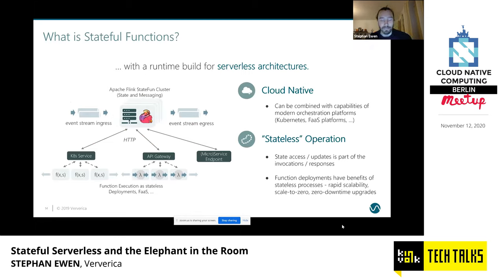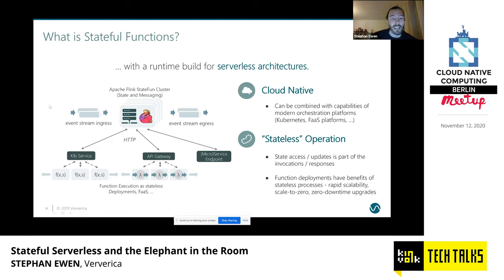So the way that this is deployed is basically with a system that we sometimes call an event-driven database. So it takes the role of a database, but also deals with messaging. It takes the messages from the ingresses, it takes care of routing the messaging between the functions, and it takes care of writing the messages to the egresses.